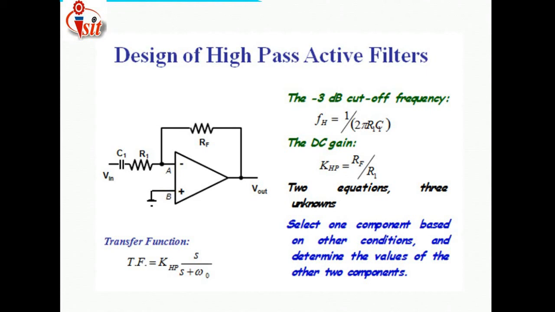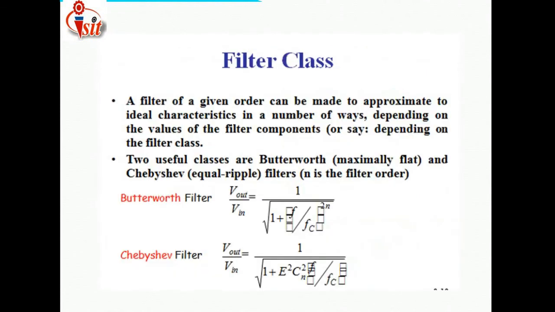Along with C1, R1 and RF, the A and B factors are given over here. V out is measured over here. Then the transfer function related to it is KHP S divided by S plus omega 0. These are the filter classes, and filter classes are used for the filtering purpose.